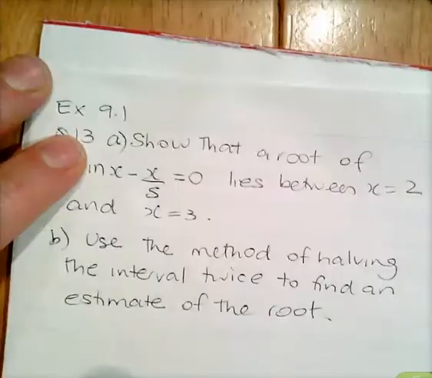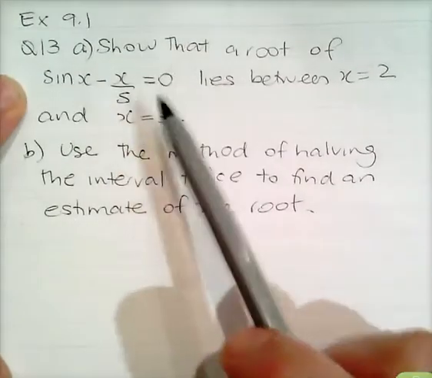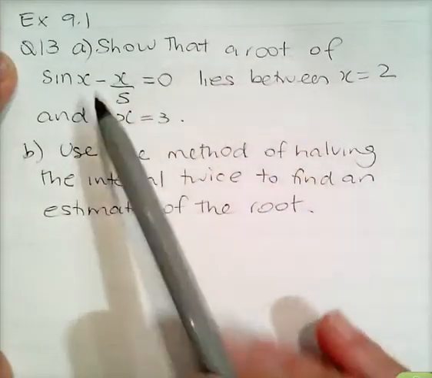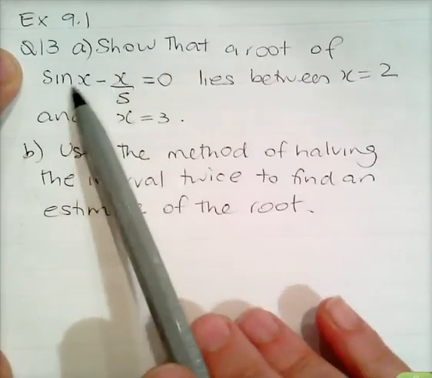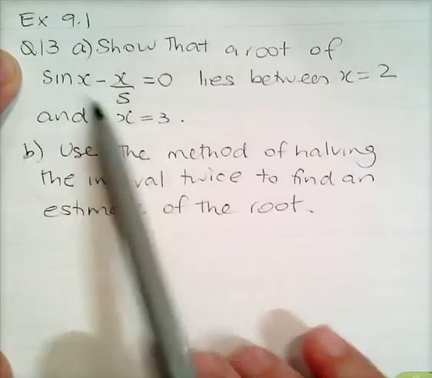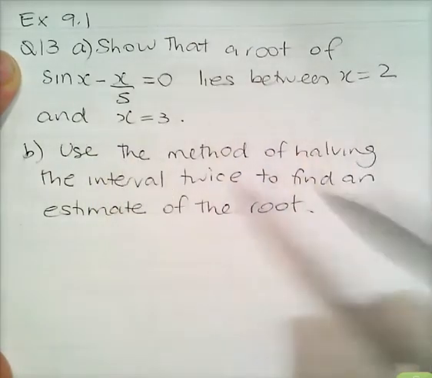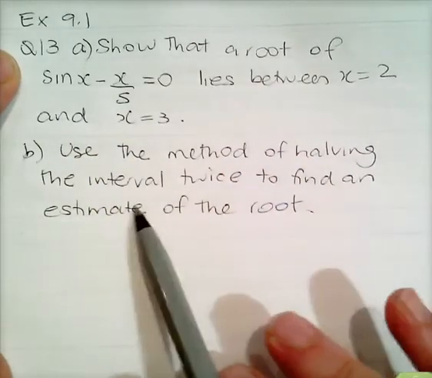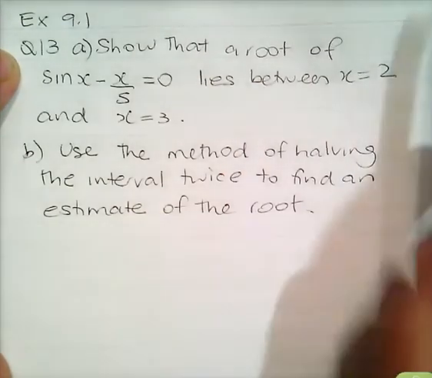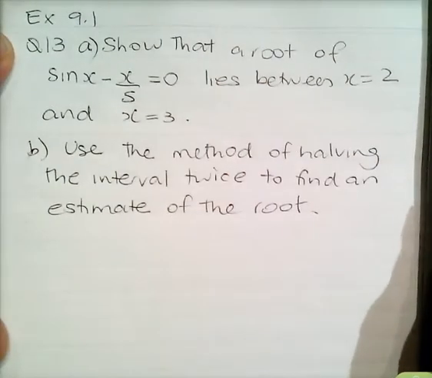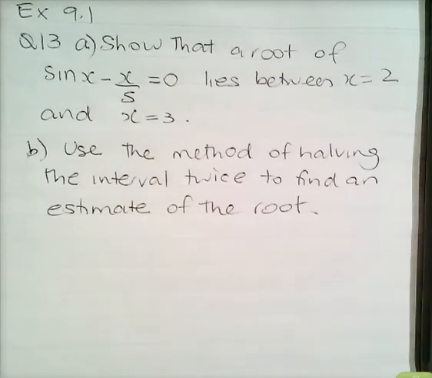For exercise 9.1, question 13, I think it'll be the same problem as question 11. Just please make sure that you are in radians mode. If you're in radians mode, one of these answers will be positive and the other one will be negative, and you'll just be halving the interval twice to find an estimate of the root. So I'm not going to do that one. I'm sure that you won't have problems with that now.